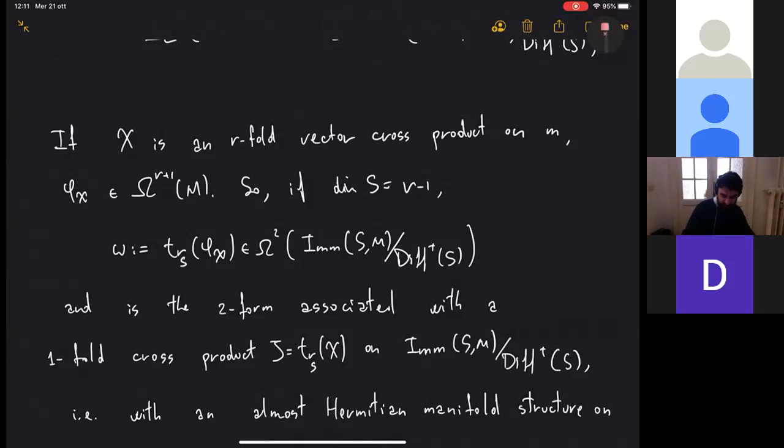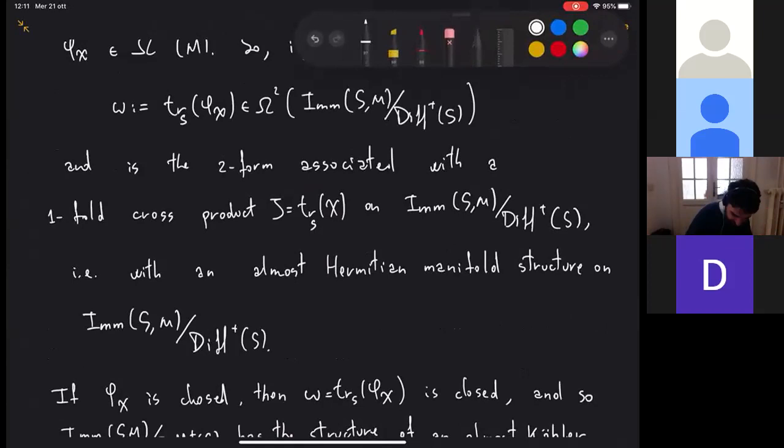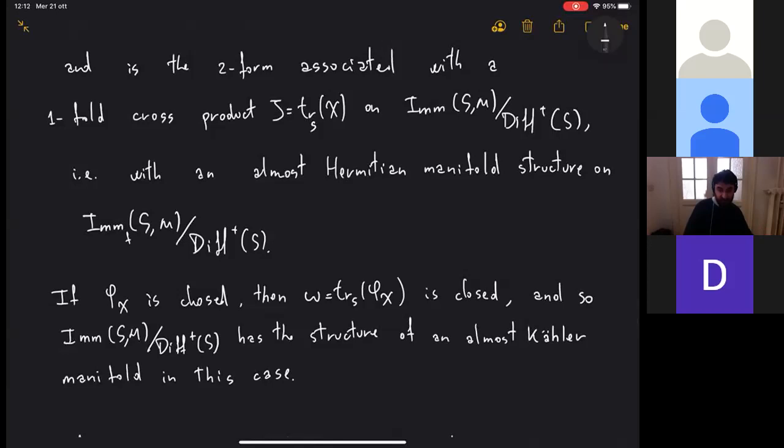Okay, so all this provides me with my J, such that J squared is minus one, and we have to find a way to prove that this J is parallel. So notice that as transgression is a morphism of chain complexes, if the form of the vector cross product is closed, then its transgressive form is closed. And so in particular, in this case, the shape space will have an almost Kähler manifold structure.